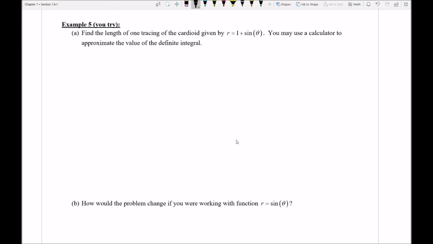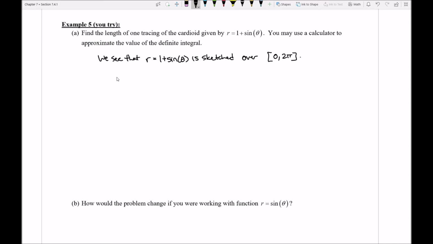So if I flip back to the notes here, what I'll see is that I can start by stating that we see that r equals 1 plus sine theta is sketched over the interval 0 to 2 pi. Right? So that's all I need. I just need theta to be in that particular range. So that gives me the bounds.